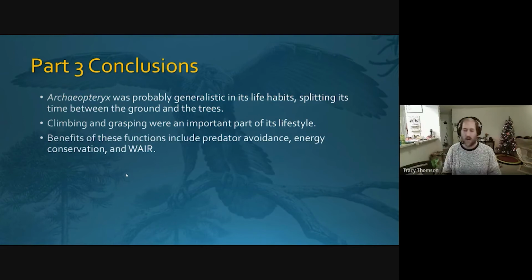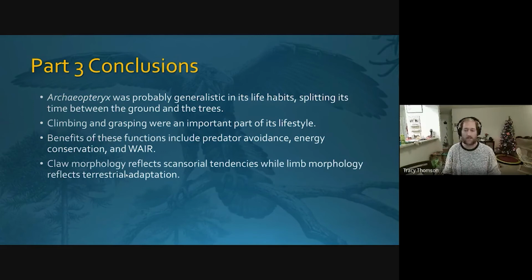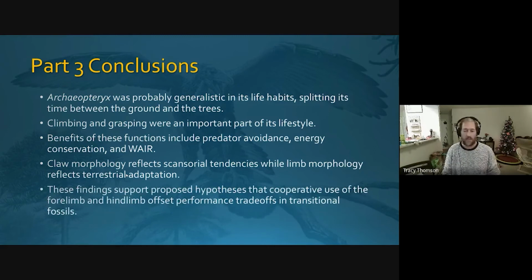I already mentioned a lot of the benefits that these would have and the evolution of those things. Different body parts are reflecting different functions of the animal. And it supports the hypothesis, like I mentioned, of cooperative use of the forelimb and hind limbs. And like I just mentioned, I think it's a common theme in the transition to flight in all of these vertebrate groups. I want to quickly run through some of these arm-wavy things.